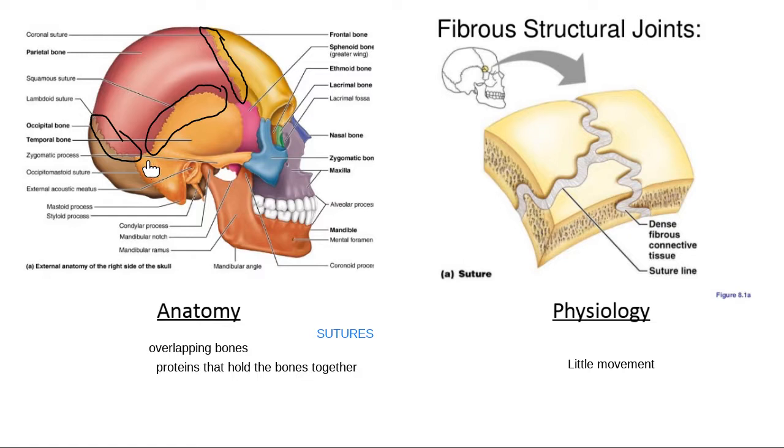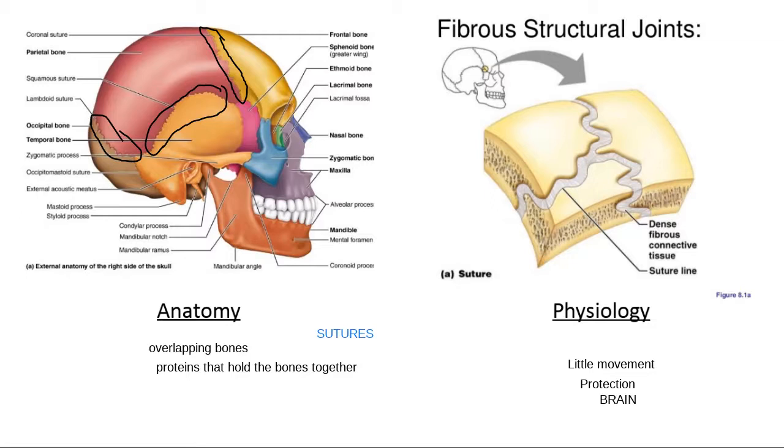Help me out in the chat. Why is it a good thing that the bones of your skull don't move very much? Why is this anatomy and this physiology, where we don't move a lot, good? Why is it good that our skull bones aren't sliding all over the place? Yeah, so it's all about protection. In particular, we are protecting arguably the most important organ in your body, the brain. You don't want the bones that are wrapped around your brain to move all over the place, to move in and out, because if they move too far in, they could damage our brain.